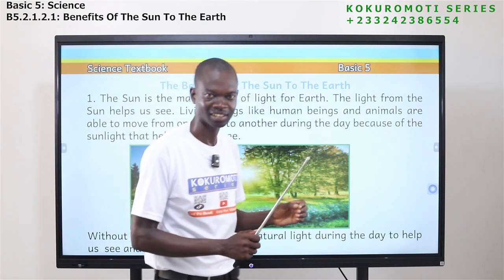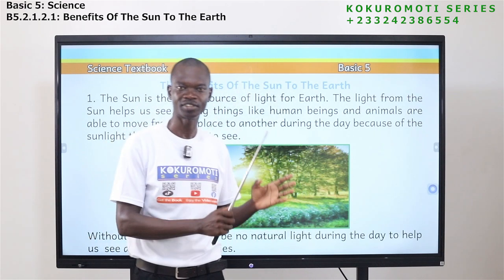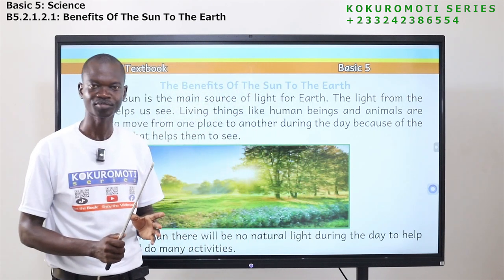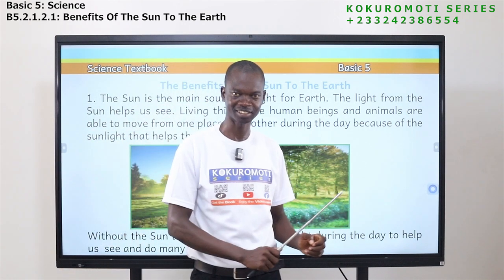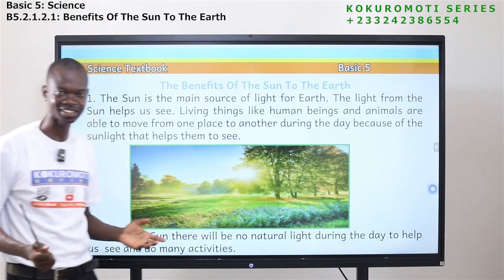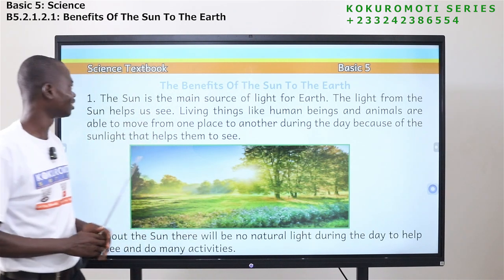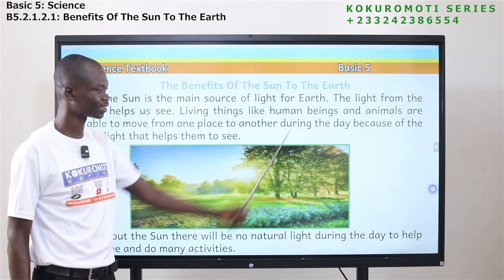Now that the sun gives light and heat every day, what are we able to do because of the sun? So we are looking at benefits, uses, importance of the sun. Now the first one, the sun is the main source of light for earth.